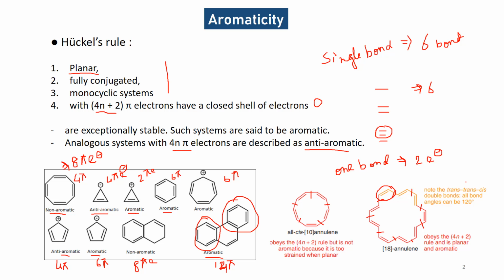Because of that, this compound can stay in the plane. That's why it can be planar. Because of that, it is aromatic, as this compound can stay as planar. See the orange colored part, this system can stay in plane.